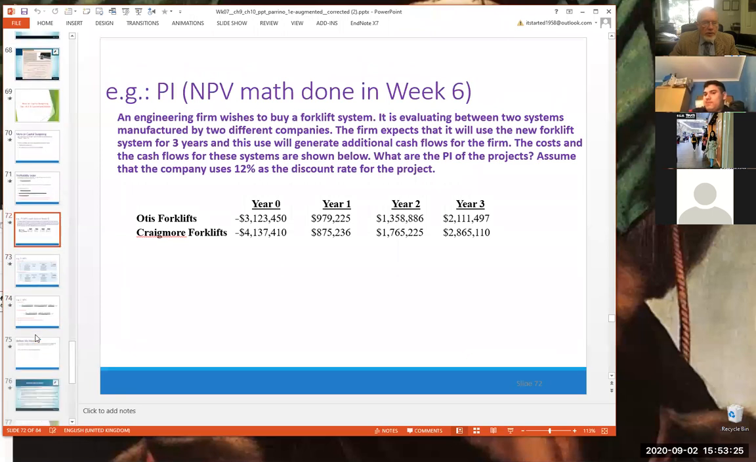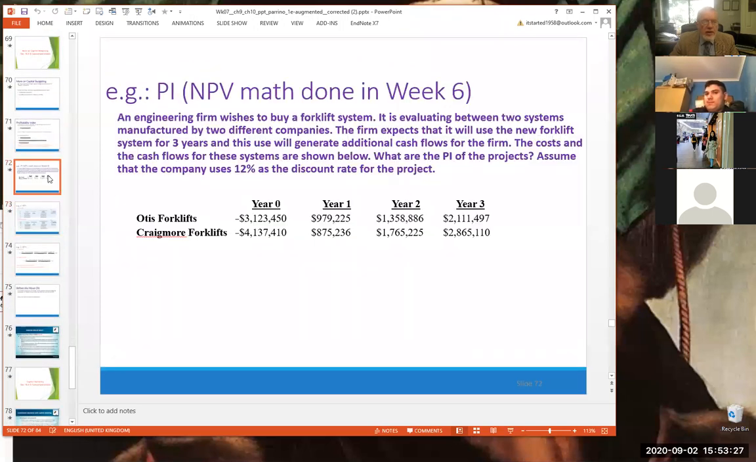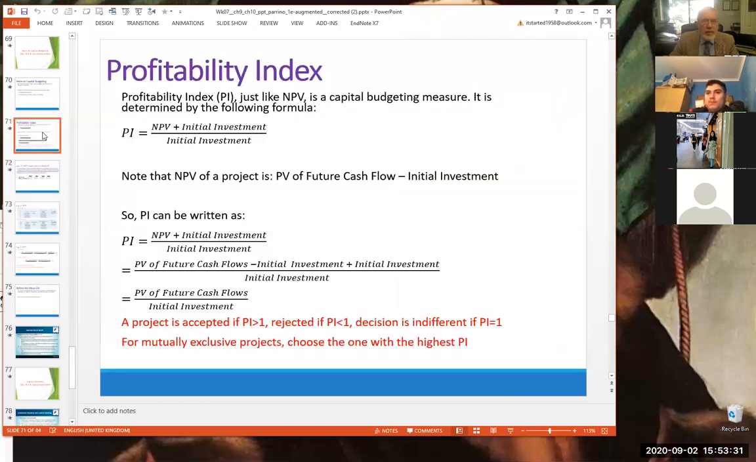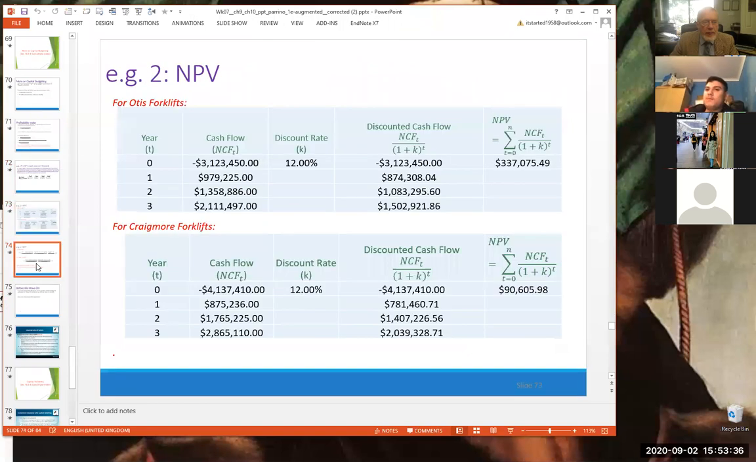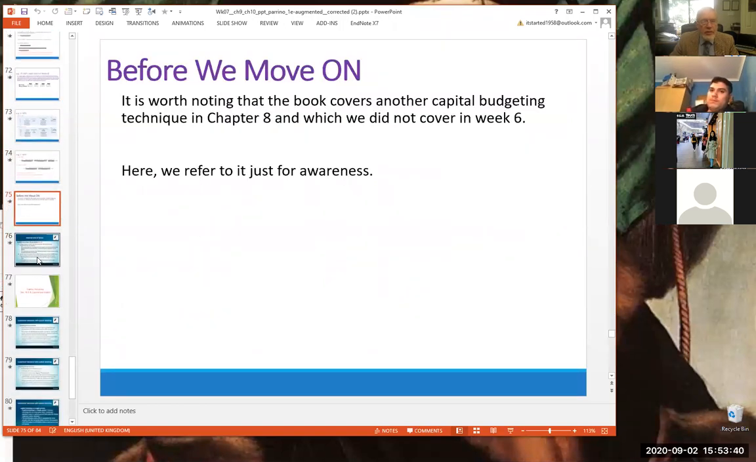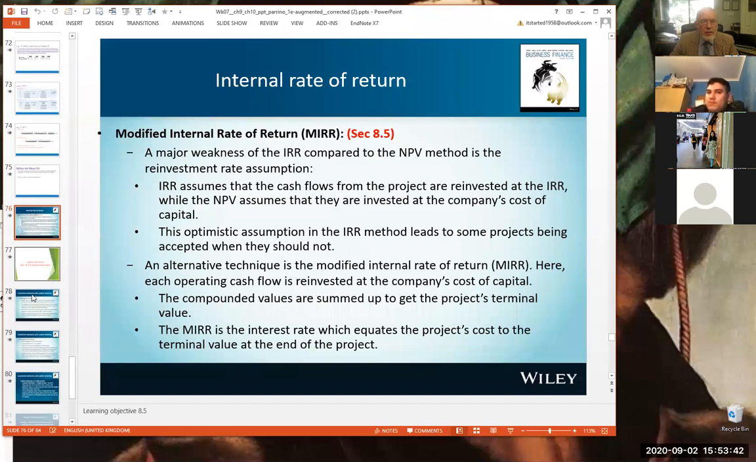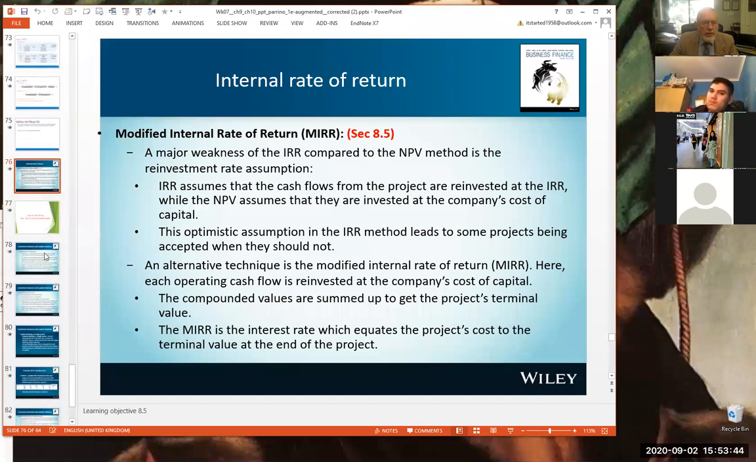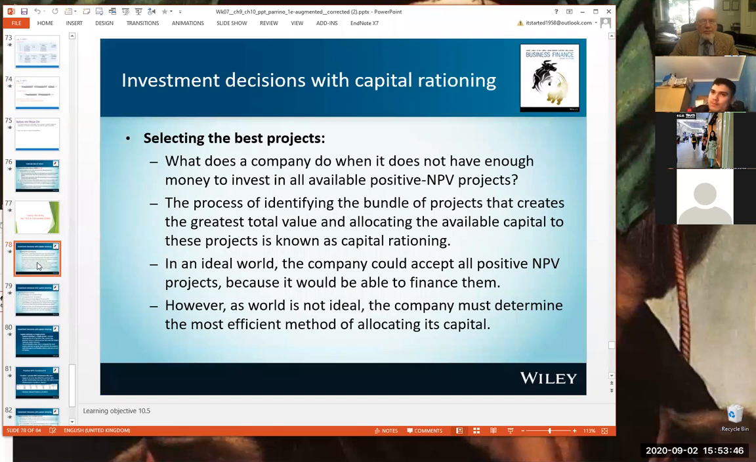Talk about profitability index. It's good. Look at that stuff. It's basically what I talked you through in words before the break. Value, before we move on. Okay, read through that on MIRR.